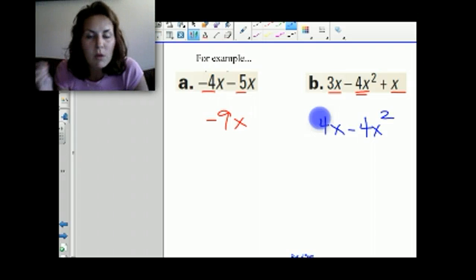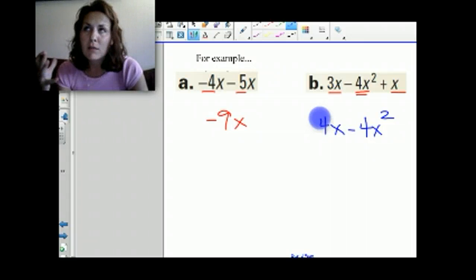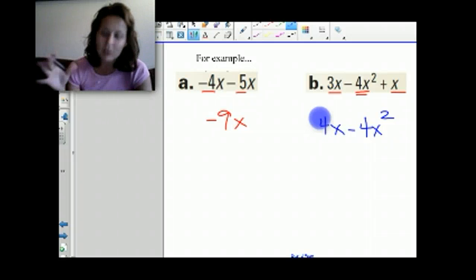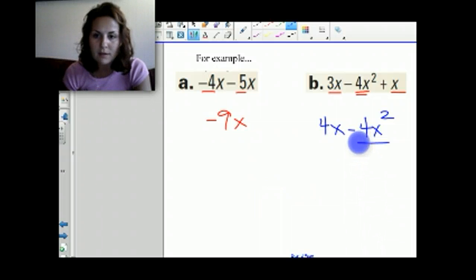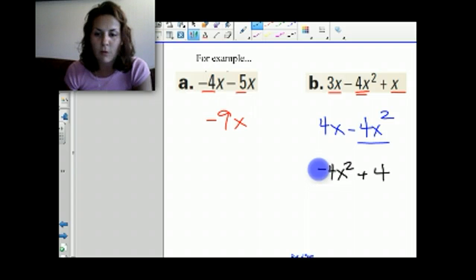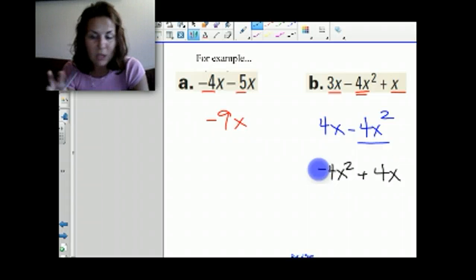Now we're going to do something called putting it in standard form. This is going to be very important as we get later, probably more towards chapter 5 and chapter 6. However, I want you to get in the habit. So I'm going to take the term with the highest exponent and list it first. So I'm going to rewrite this as negative 4x squared plus 4x. That negative stays with the x squared term. You can't just flip them.